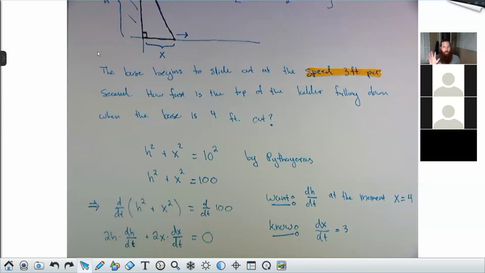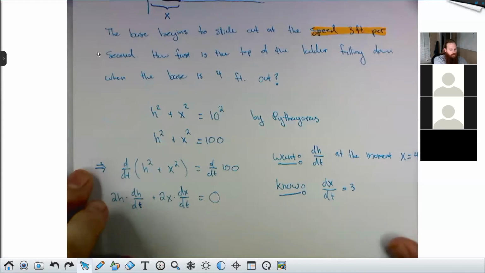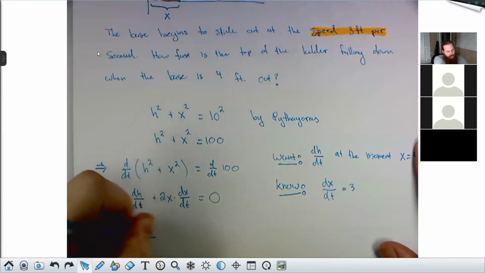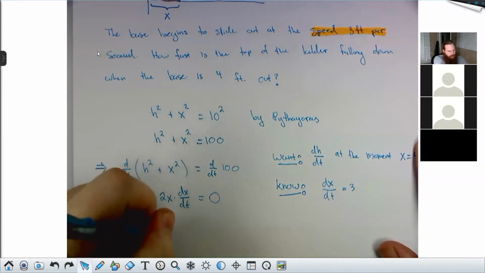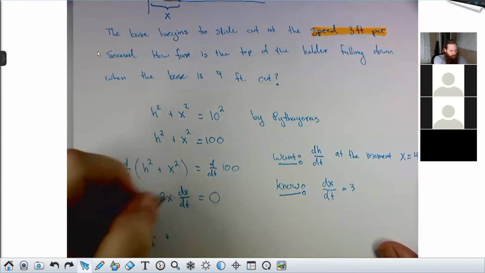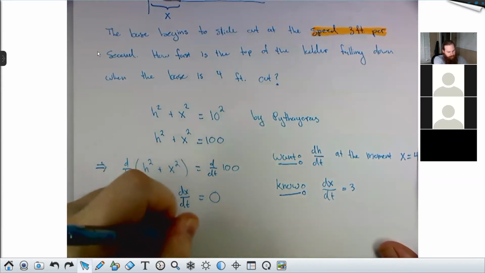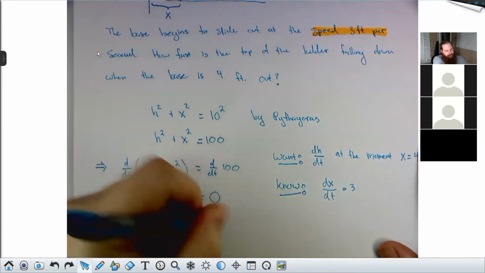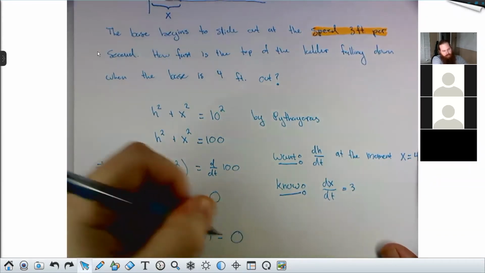All right, so I know what I want, and I know what I have in hand to work with. So now I'll plug all of those things in. And I get 2h dh/dt plus 2 times 4 times dx/dt, which is 3. All of this is equal to 0.